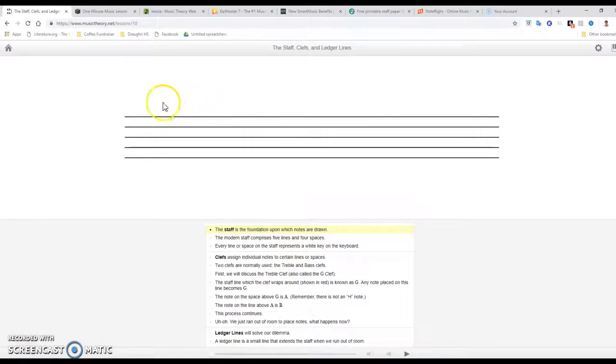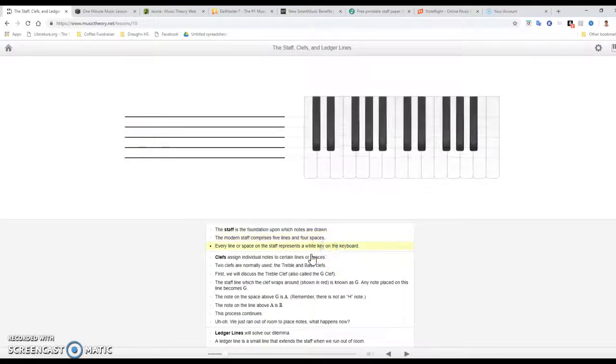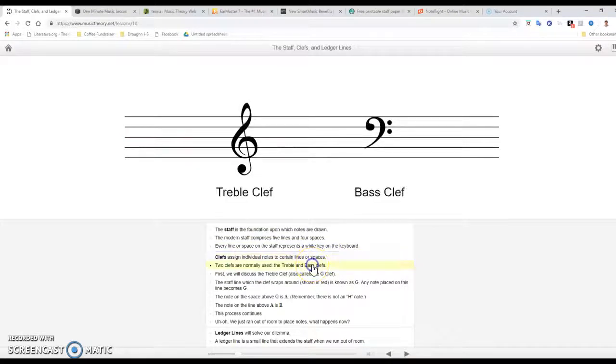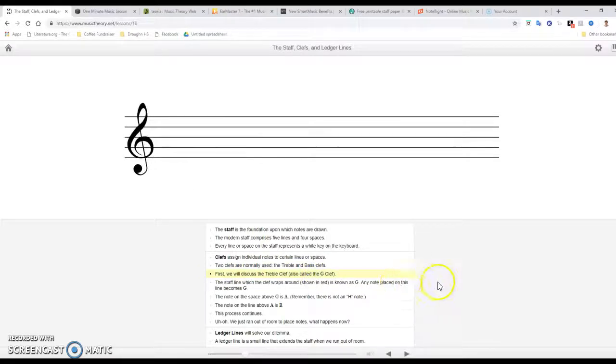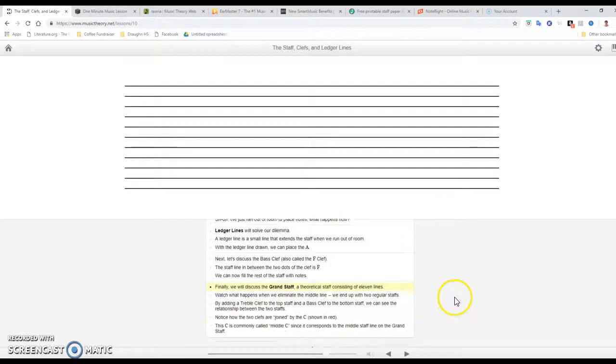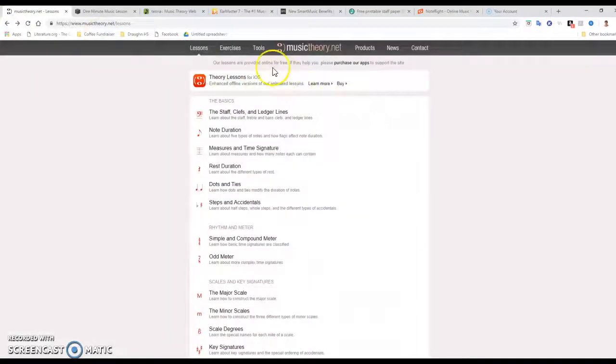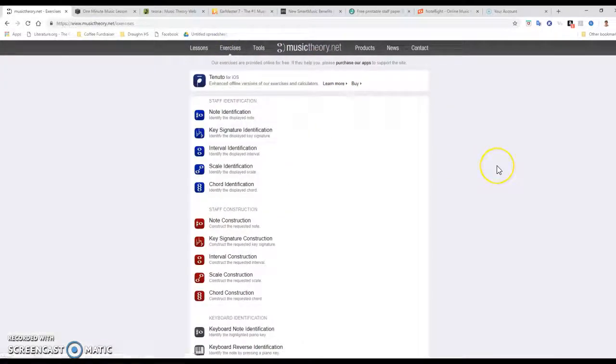Here we have the beginnings of music theory when you're talking about the staff. And if you'll notice how it moves through the information of the staff and builds upon that. And continues on, you're talking about the grand staff, etc. Again, this is a great resource. There's exercises here that they can practice with.